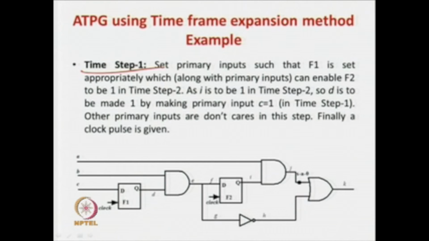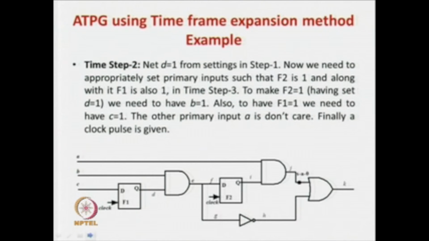So, how to do that? In time step 1 what we do? We require a 1 over here. So, we make C equal to 1, others we do not require at all, and we apply a clock pulse. So, what is going to happen? We are going to get D equal to 1 here. So, you can think that your clock pulse is set, okay, right. So, this is what we have done in step 1. Other primary inputs are do not care, finally a clock pulse is given, C equal to 1 is required, that is shown. So, we do this, so we get a 1 over here and it is done.